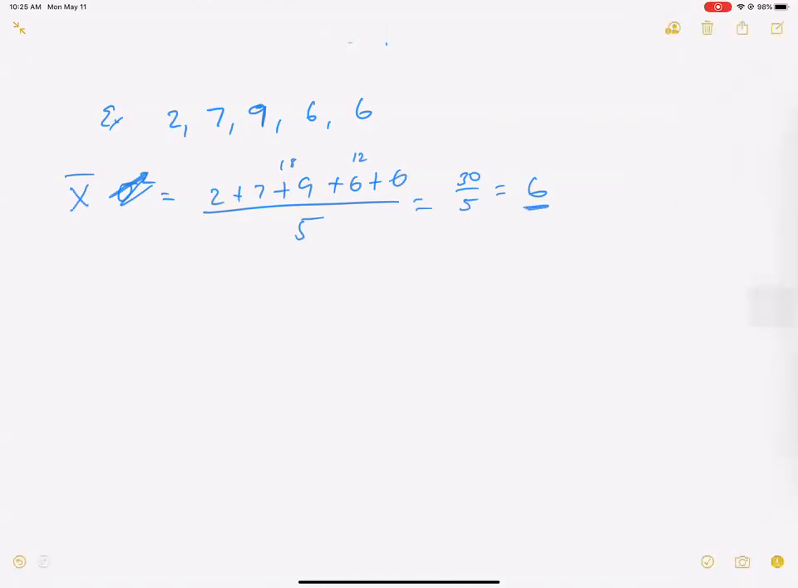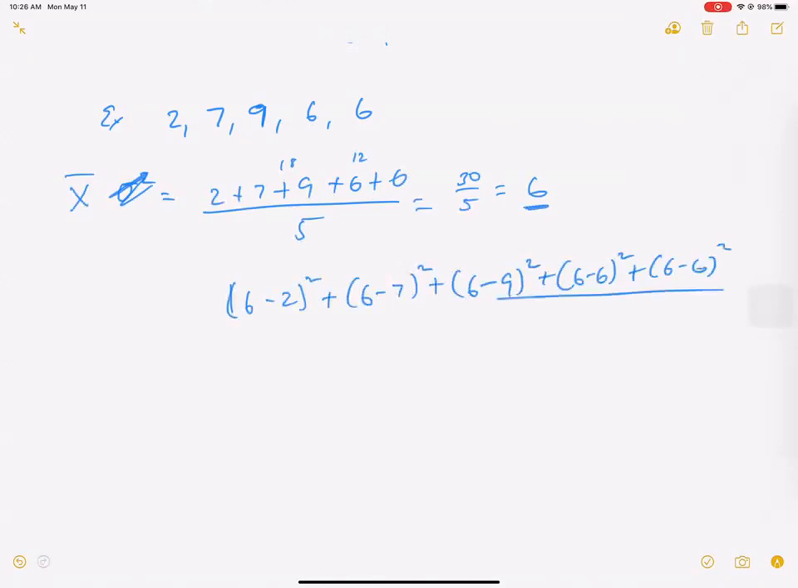So we're going to say 6 minus 2 squared plus 6 minus 7 squared plus 6 minus 9 squared plus 6 minus 6 squared plus 6 minus 6 squared, over the number of terms. We said 1, 2, 3, 4, 5 terms. And that's going to be our variance.